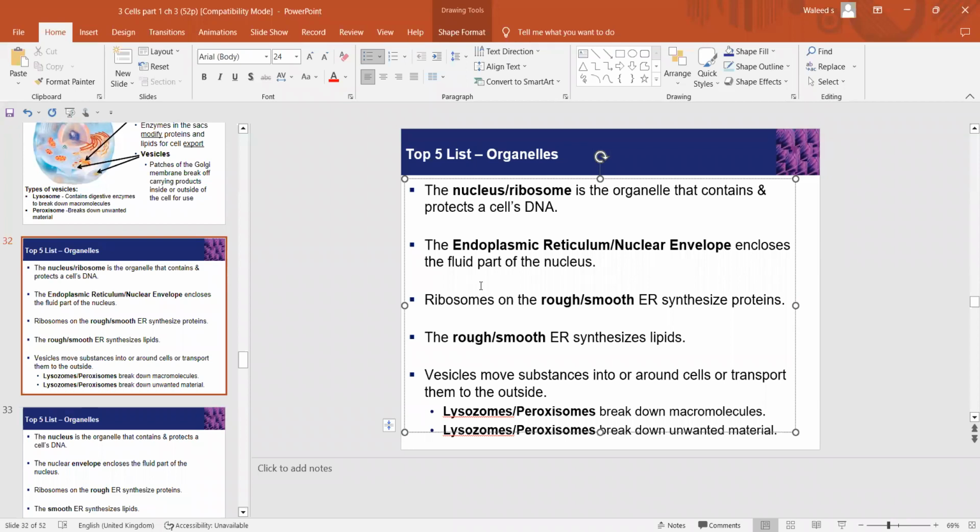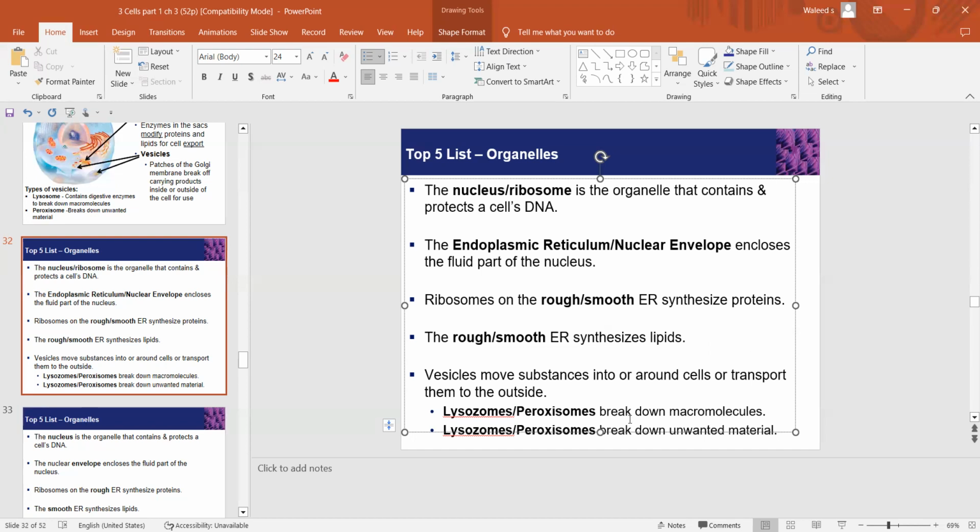Envelope or membrane. Okay, ribosomes can be smooth, can be rough. Yes, but which one makes proteins? Smooth or rough? The rough. The rough makes proteins and the smooth makes lipids. Yes, these are the questions that you're going to see. You have to know that, okay? Which one includes the nucleus, envelope, or membrane? Which one makes proteins? Rough. Which one makes lipid? Smooth.